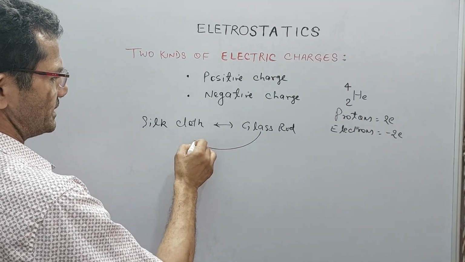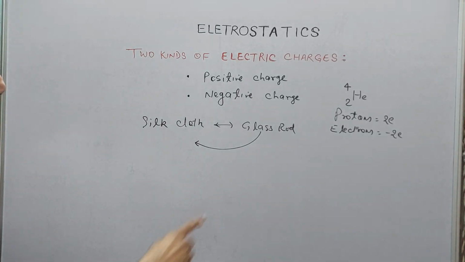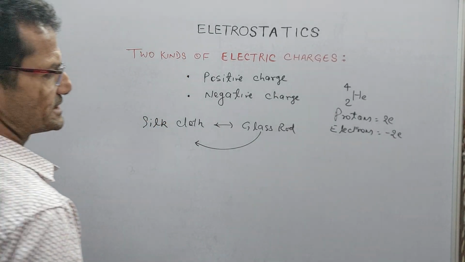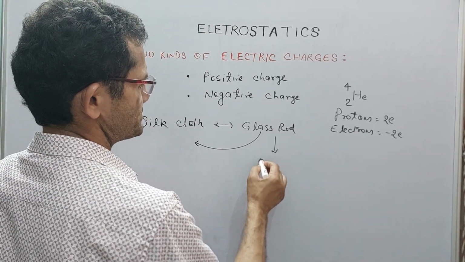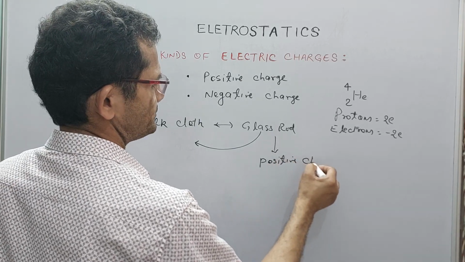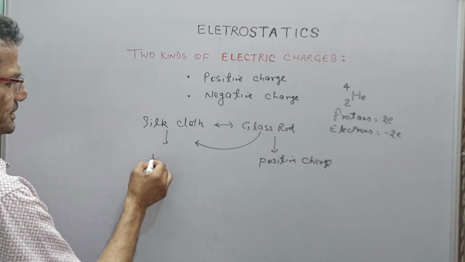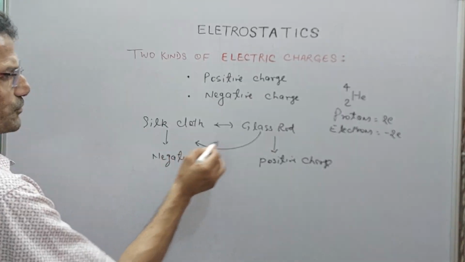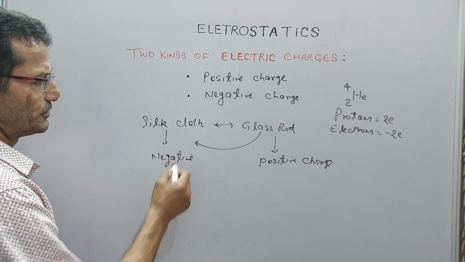So what would happen then? If I experimentally check whether the glass rod and silk cloth have charges, and what type of charges, we see that the glass rod has got positive charge and the silk has got negative charge. So how are the charges transferred between the glass rod and the silk cloth?